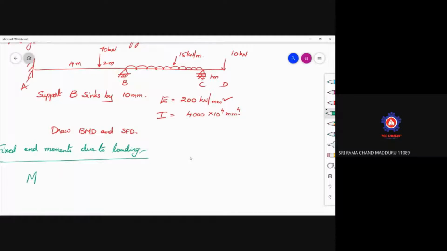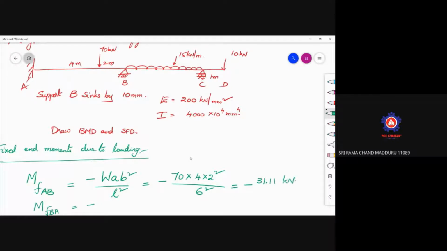So this is MFAB is equal to minus W a b square by L square. So we already know when a concentrated load is acting, and this is 70, a is 4 into 2 square by 6 square. So tell me this value, 31.11 kilonewton meter, and MFBA is plus W a square b by L square, which is plus 70 into 4 square into 2 by 6 square.